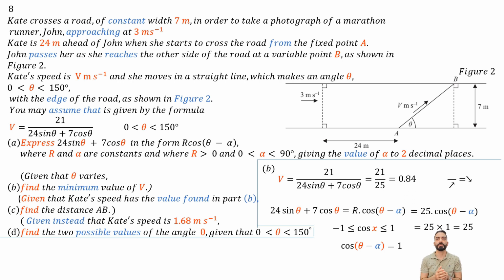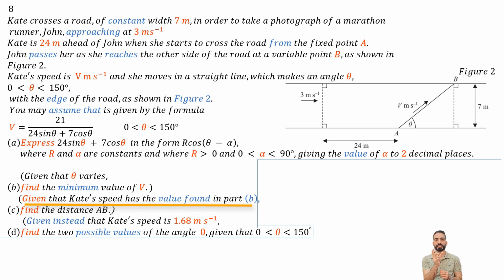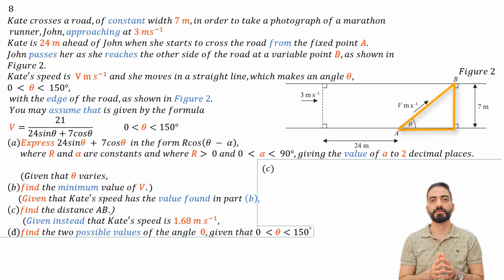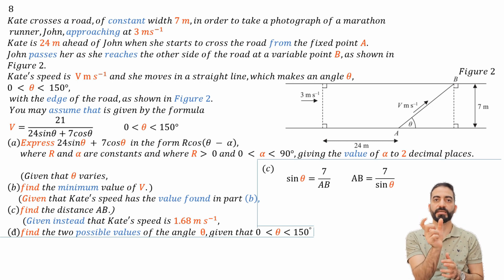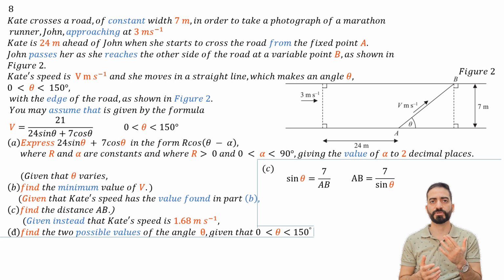We now move to part C. Given that Kate's speed has the value found in part B, find the distance AB. As we can see, here we have a right triangle. For this reason, we can use this rule, which is sine theta equals 7 over AB. We want the answer to AB, so we can write in this form, AB equals 7 over sine theta. But we have a small problem, which is that we do not have the answer to theta.